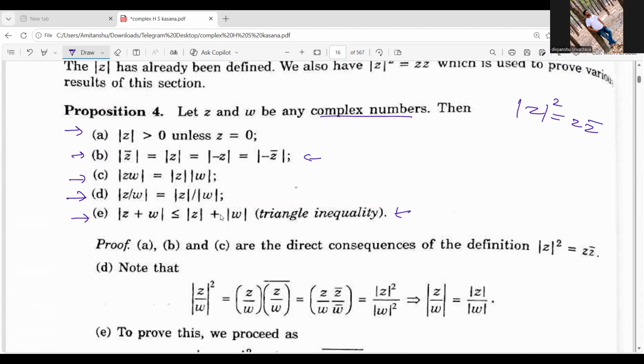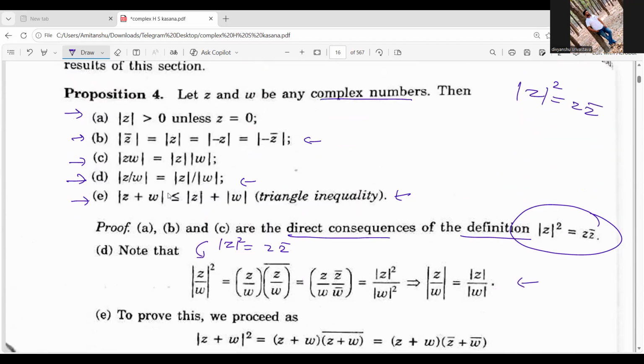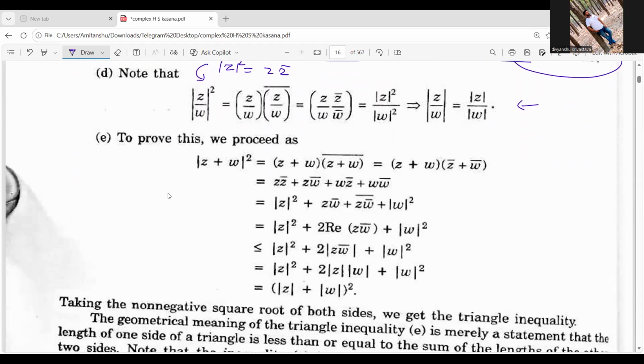So come to this note. A, B, C are a direct consequence of the definition: modulus z square is equal to z dot z bar. And for D section, z upon w bar is written like this. So we apply here modulus z square is equal to z and z bar. So this is your modulus z upon w bar. Then when you go for the addition section, now go for this triangular inequality. So it gives you this. So go to the book and watch the proof.